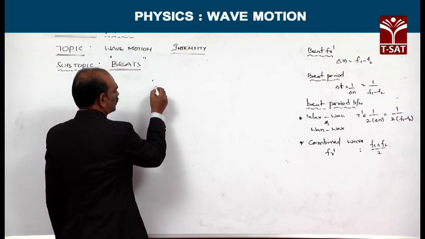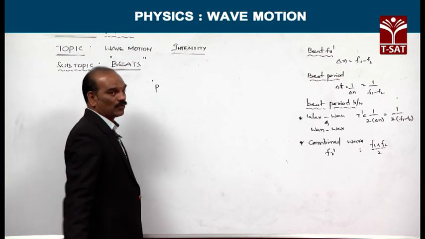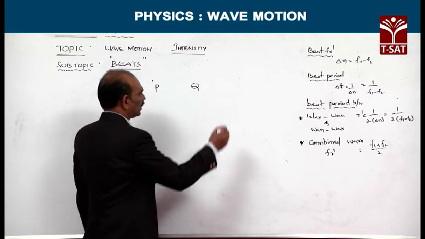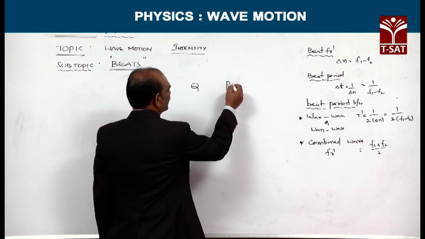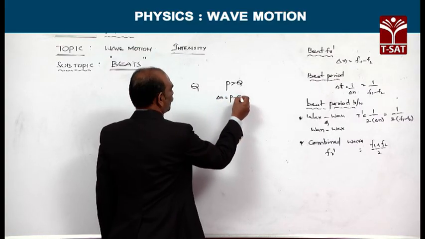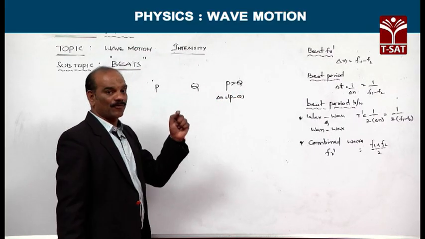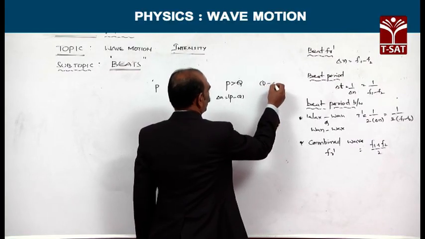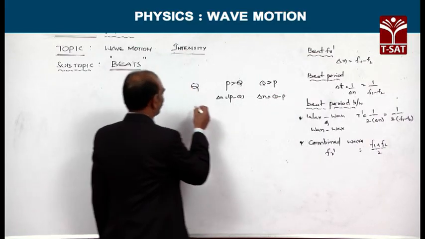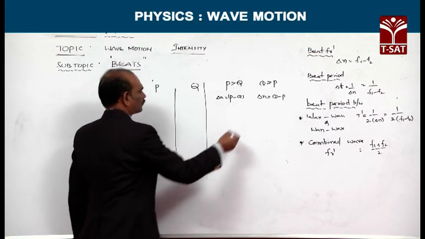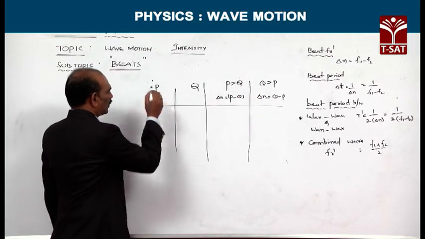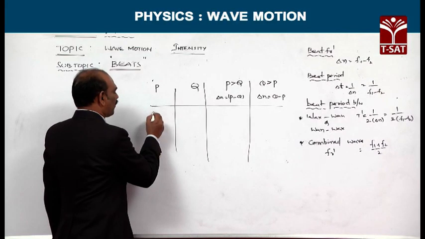There are two tuning forks. The frequency of the first tuning fork is P, and the frequency of the second tuning fork is Q. Suppose the frequency of P is greater than Q, then the beat frequency delta n is equivalent to P minus Q. If the frequency of Q is more than P, then delta n is equivalent to Q minus P. See here, the first tuning fork, P, is filed.